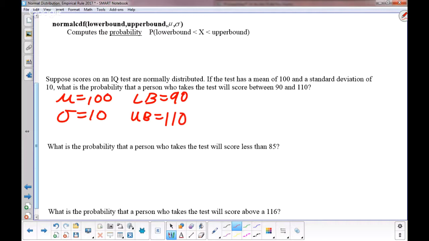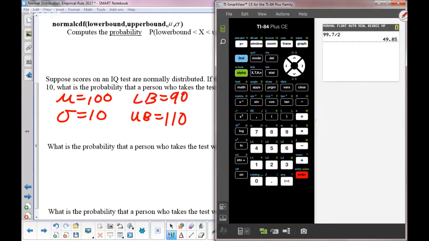So now we're going to go back to our calculator. To do this on our calculator, you hit second vars, and you'll see number 2, normal CDF. Hit enter. And it says lower bound. Well, my lower bound is 90. Upper is 110. Mu, which is my mean, is 100. And my standard deviation, sigma, is 10. Then we hit paste, enter on paste, and it brings up the command again. Then we hit enter, and we see that it is 0.682689.